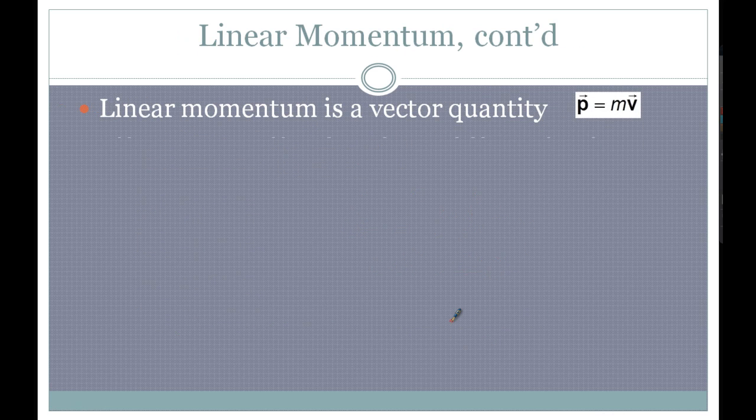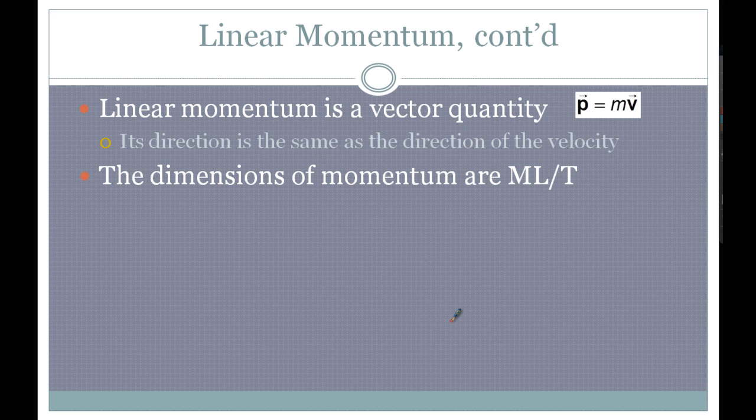So I already said it's a vector quantity. There's its formula, same direction as the velocity. Dimensions of momentum are mass, length, and time. So this comes from the equation right here. This m is a mass unit, so it has dimensions of mass. Velocity is a length divided by a time. So therefore we get dimensions of M L over T.